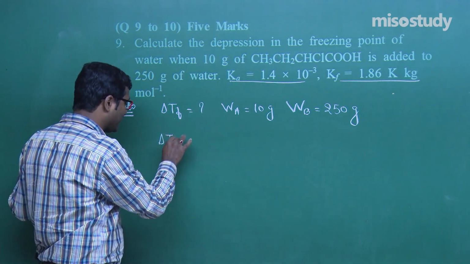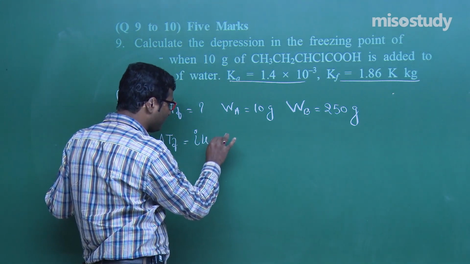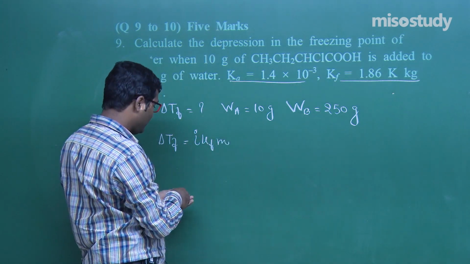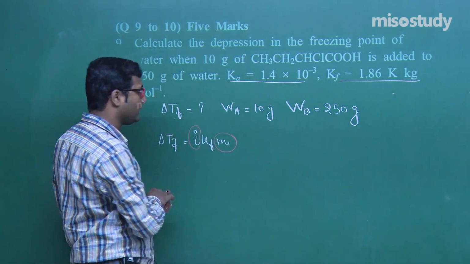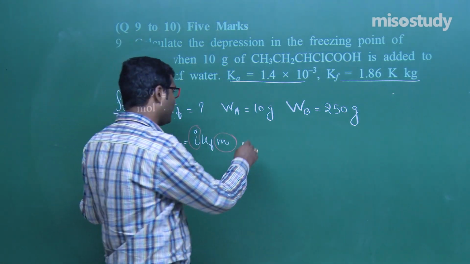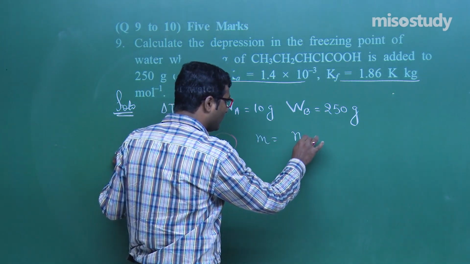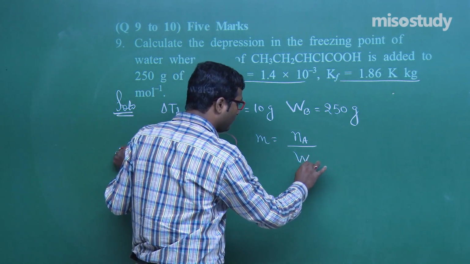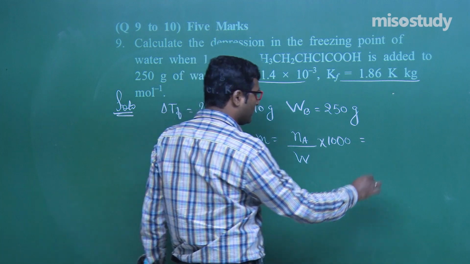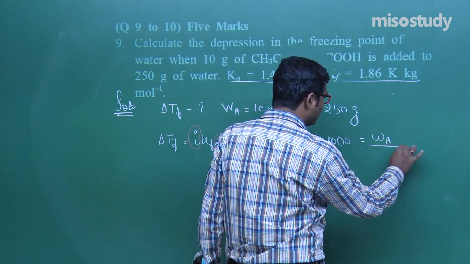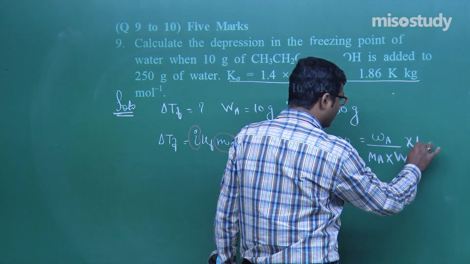Delta Tf. As we know, delta Tf is equal to i into Kf into molality. We do not have molality, we do not have i. These are the two things we have to find out. First of all, molality. Molality is equal to number of moles of solute upon weight of solvent in gram multiplied by 1000. What is the number of moles of solute? Given mass upon molar mass into weight of the solvent multiplied by 1000.